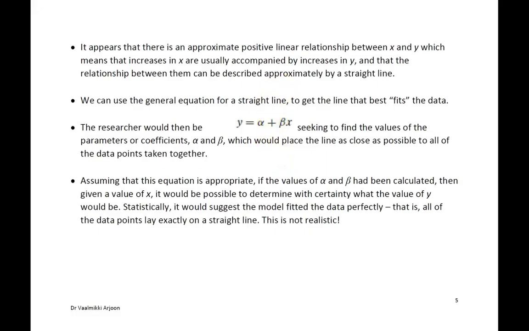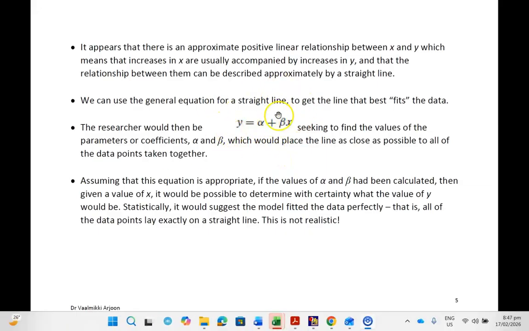So this is the equation for a straight line. Y is equal to alpha plus beta x, right? And what we want to do is find the values of these parameters here, alpha and beta, okay? And when we work this out, we would be able to place the line as close as possible to all of the data points taken together.